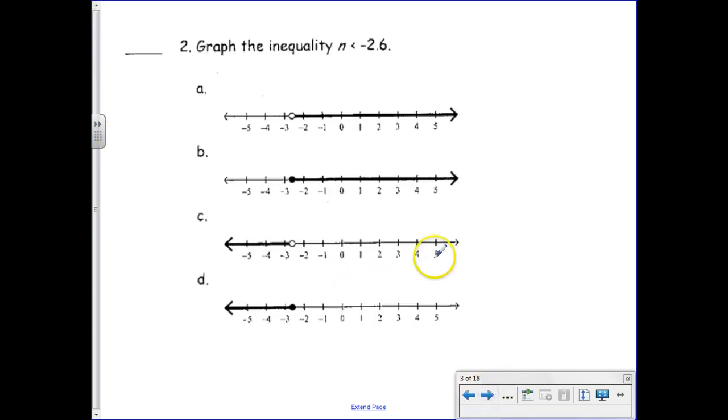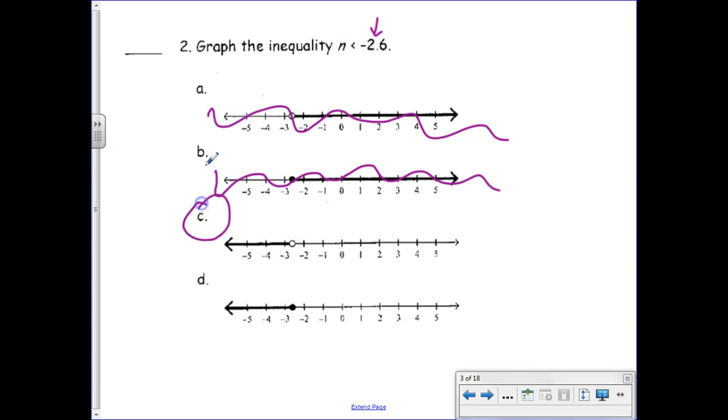Number 2, graph this inequality. N is less than negative 2.6. All right, so first of all, I'm going to focus in on this number. When I look at these, they're all negative 2.6. So I'm going to focus on the part that says less than. Well, that's not that guy and not that guy. Both of these are shaded to the left. However, my symbol is less than, which is an open circle, which is why you should choose C.